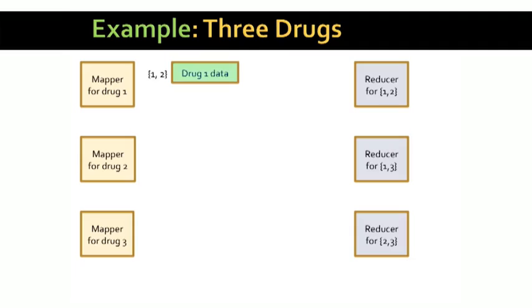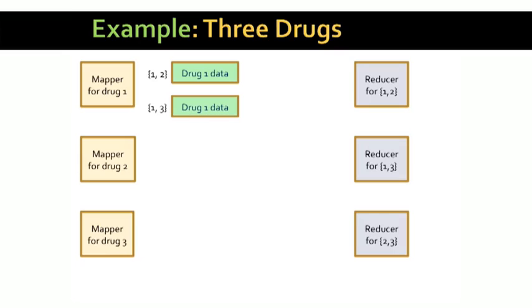Okay, so the mapper for drug 1 produces a key-value pair where the key is the set 1, 2, and the value is the megabyte or so of data about the patients taking that drug. The mapper for drug 1 also produces another key-value pair. The value is the same, the record for drug 1, but the key is different. Here it is the set 1, 3.